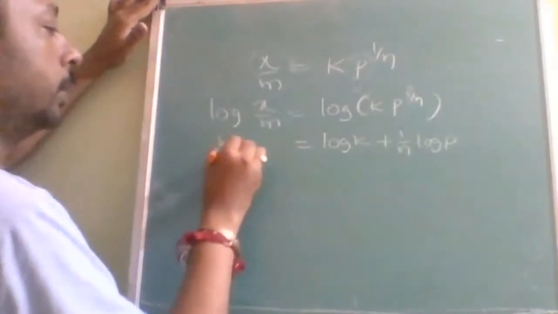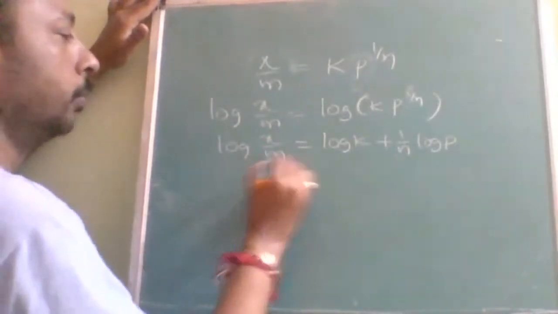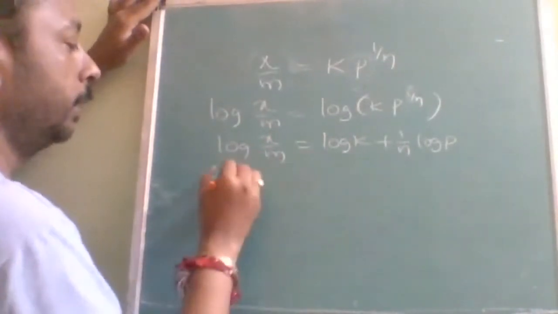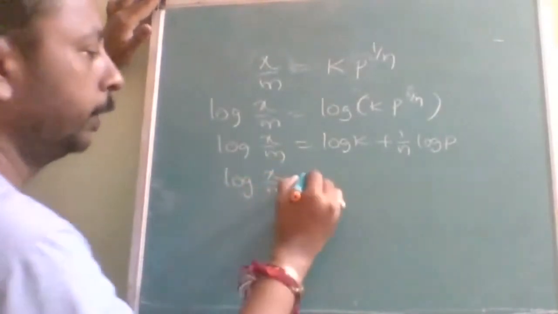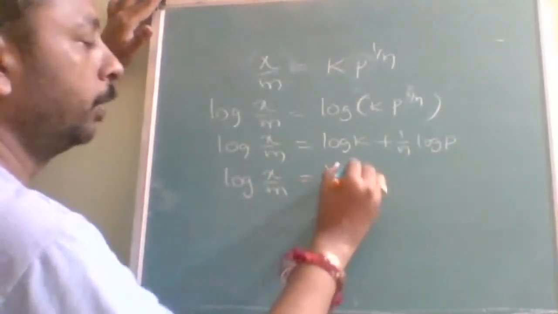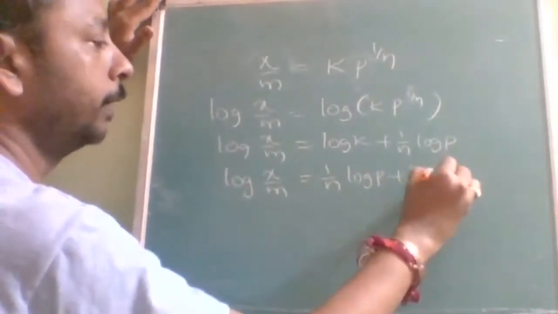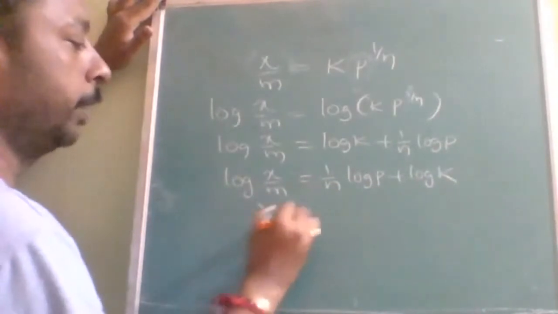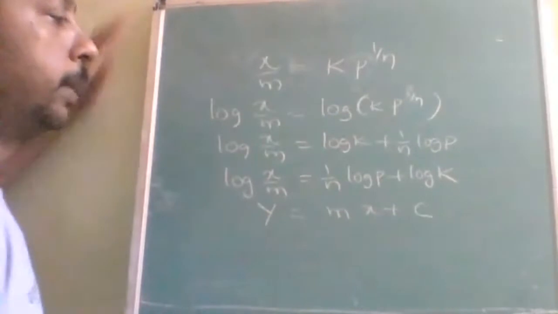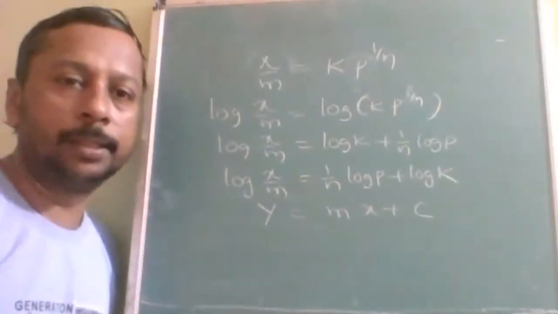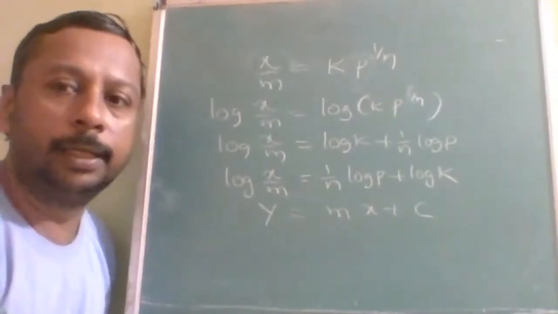So this is log(x/m). For easiness, I am rewriting and rearranging the equation: log(x/m) = (1/n) log P + log k. I am writing it so that I can compare it with y = mx + c. Now it is exactly suitable to be called a linear function.